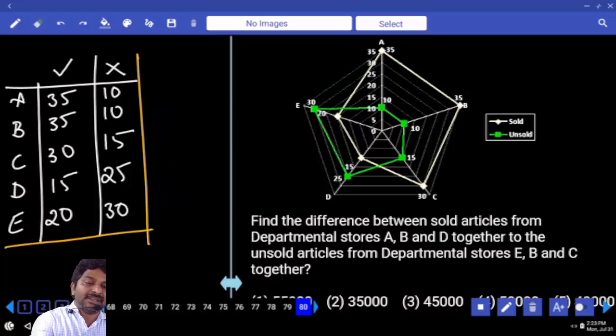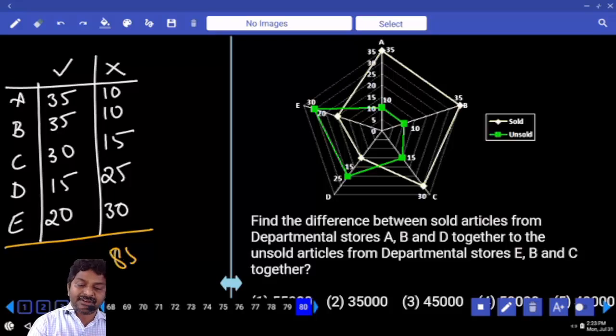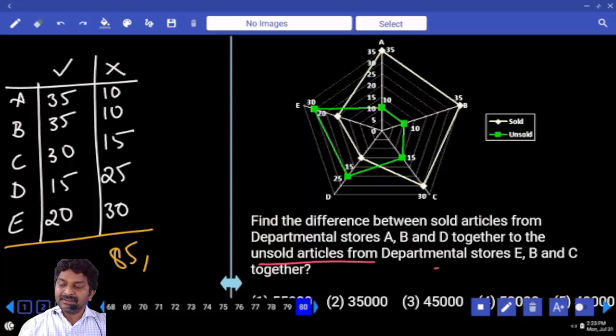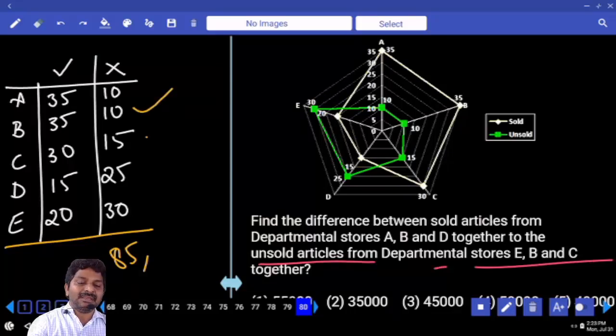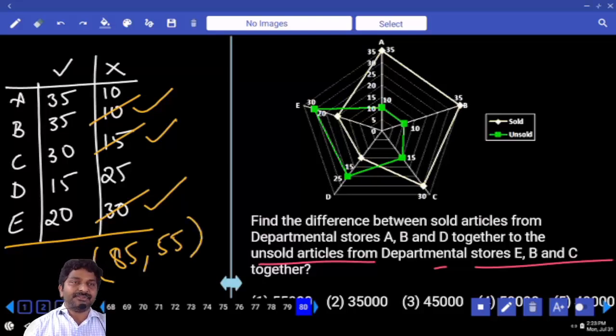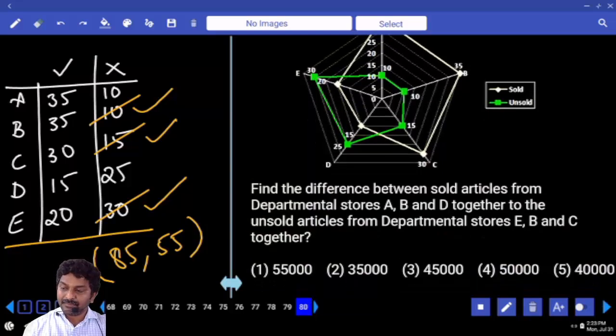Find the difference between sold articles from departmental stores A, B, D and unsold articles from B, C, E. Sold items A, B, and then D: 35, 35, 70, 15, 85. Unsold B, C and E: 10, 30, 40, 40, 15. We were asked to calculate the difference between these two. How much is that? 30 thousands, right?